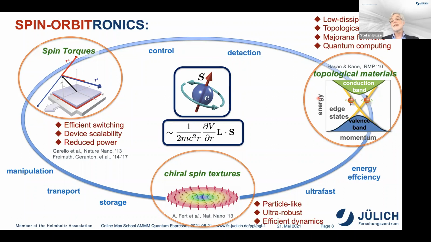It allows you, these topological materials allow you, to control the detection of the skyrmion. You can count skyrmions which go through a wire. And at the end of the day, you can build up an entire technology on this with low power consumption, topological robustness. You can even go into Majorana fermions and quantum computing. So this is the big scope of spinorbitronics. And in this lecture here, I will pick out a few things to give you a feeling for the field without going into all the details.